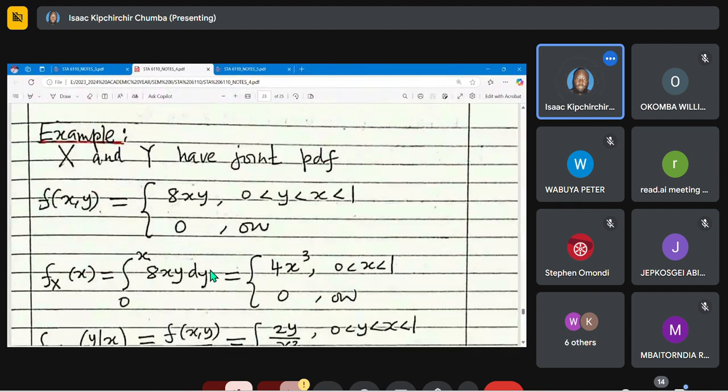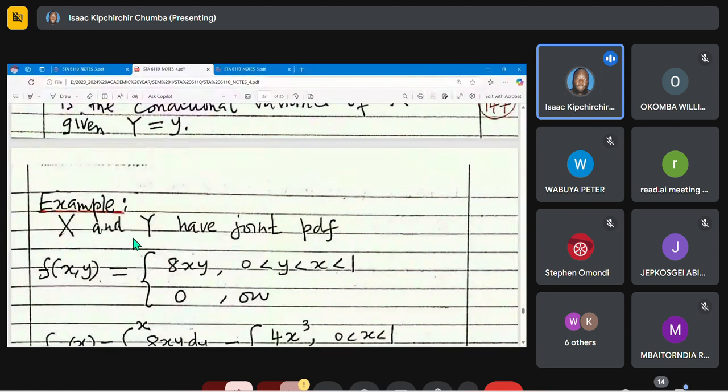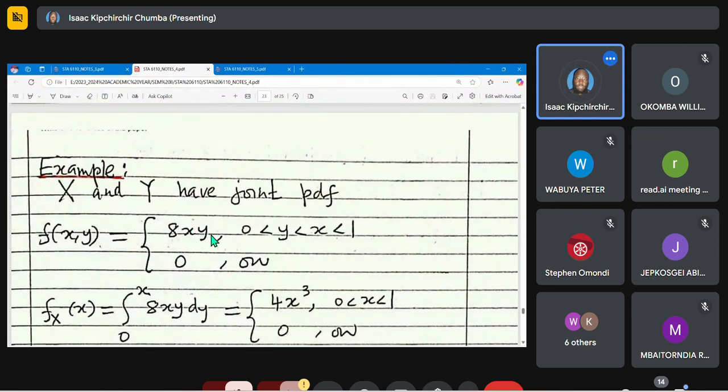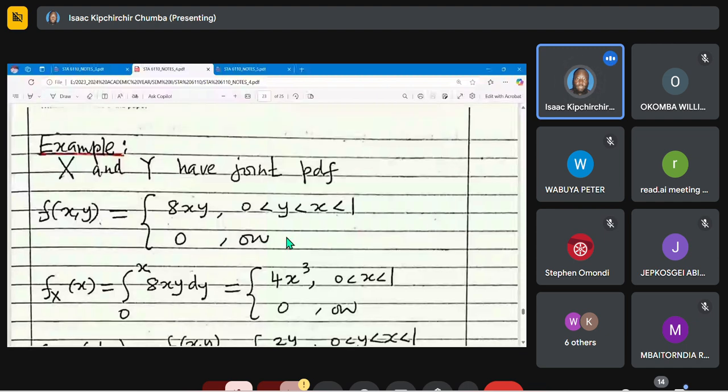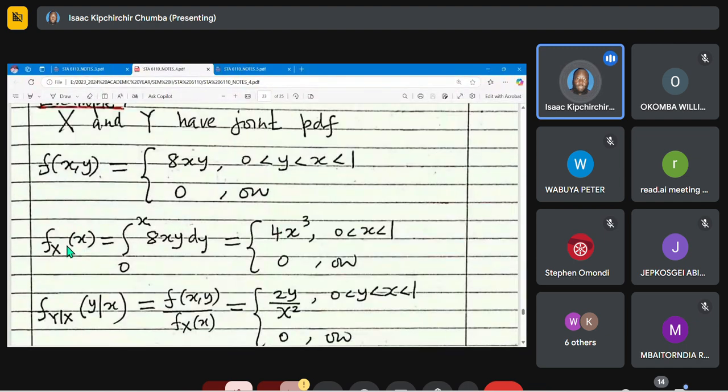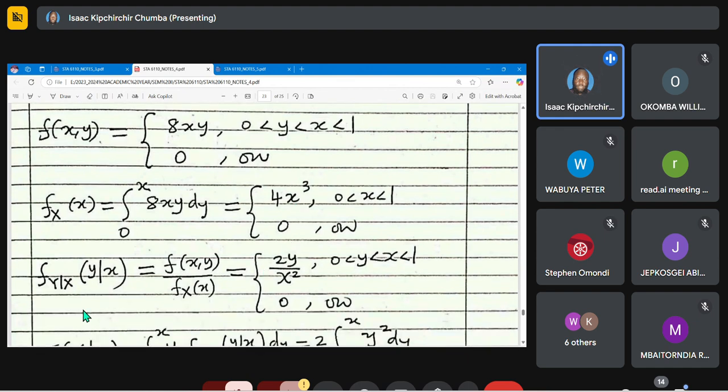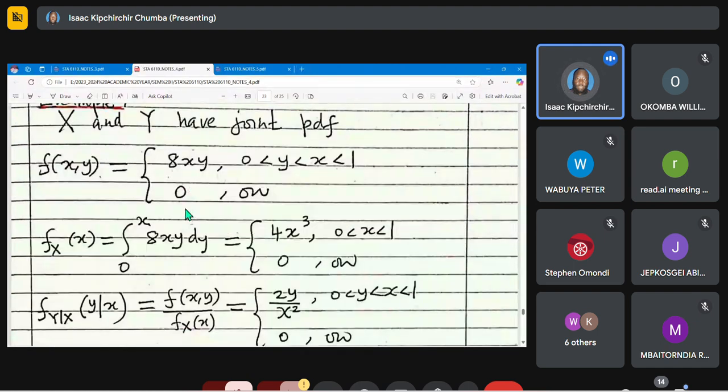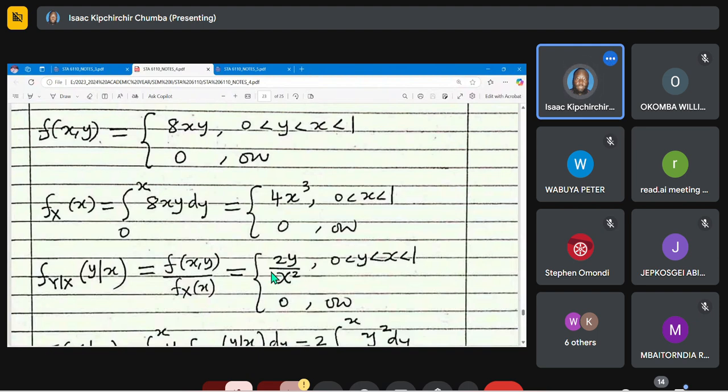Let us see an example. X and y have a joint PDF. If we integrate over the support, you should be able to get one. We are getting the marginal. This is the marginal of x: integrate the joint over y, with the limits of y being 0 to x. You get here the marginal of x. This is the conditional of y given x: the joint over the marginal. You have gotten here the conditional, and that is the support. This is the conditional of y given x.